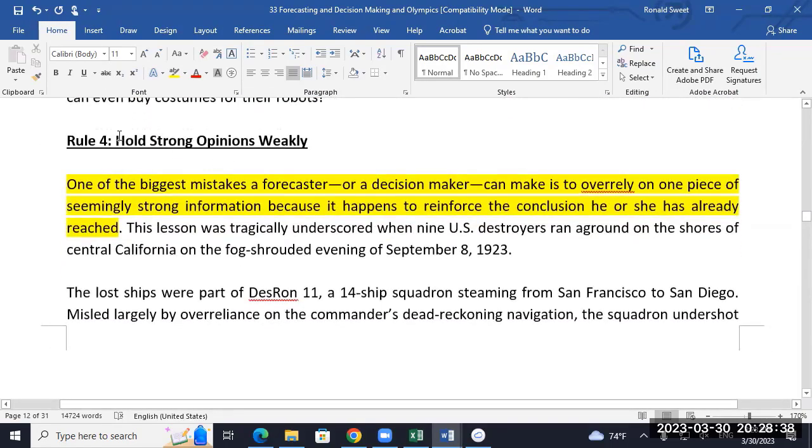I love this. Hold strong opinions weekly. You notice he did not misspell weekly. It's WEA. Hold strong opinions weekly. Our biggest mistake as forecasters can make is to over rely on one piece of seemingly strong information because it happens to reinforce what you already believe.